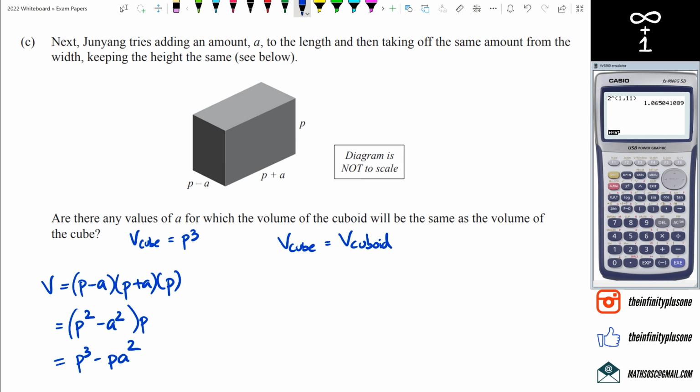So if we were to do that, volume of cube is P cubed. Volume of cuboid is P cubed minus PA squared. Rearranging this, I'm going to get PA squared is equal to 0 because P cubed and P cubed is going to be 0. So PA squared has to be 0, which means A has got to be 0. So A is equal to 0 is the only solution because there can't be any other number. What does that actually mean?